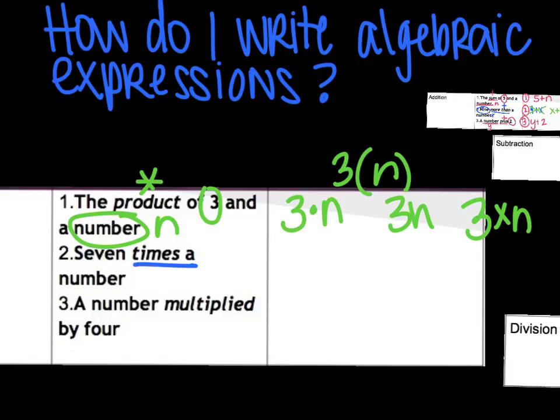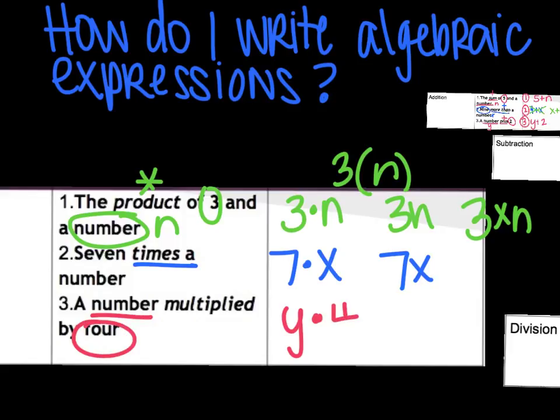7 times a number. Times means multiplying. 7 times x. Okay, for our number. Again, you can write it several different ways. Here's another way you most likely see it written. A number multiplied by 4. So a number y multiplied by 4. So y times 4. Okay, or y parenthesis 4. Again, lots of ways to write multiplication.